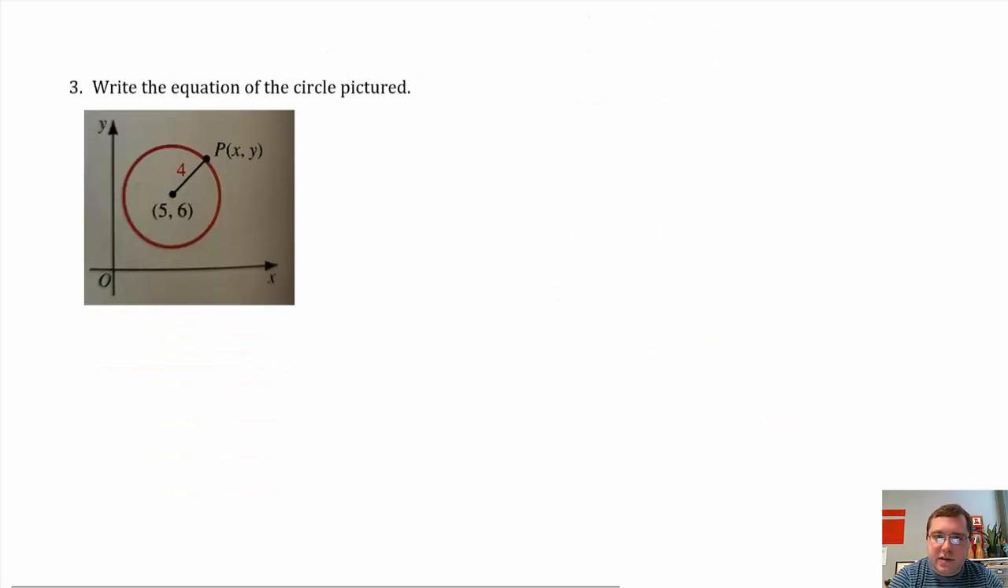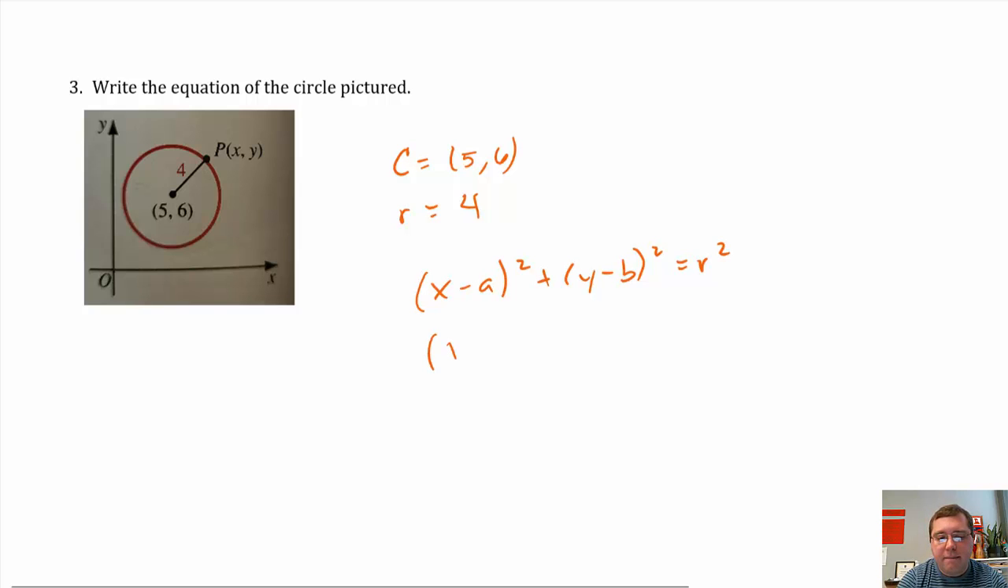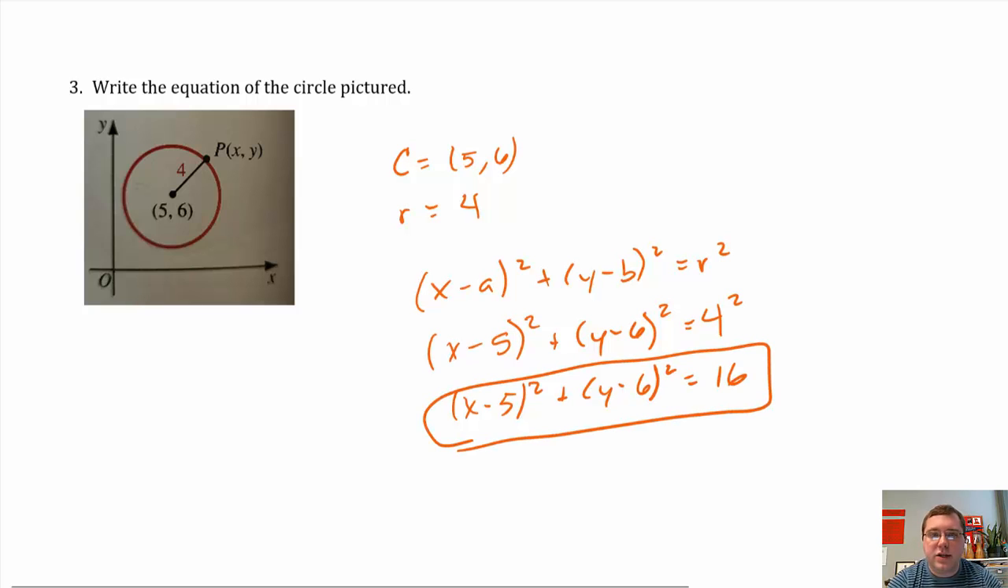So let's write the equation of this circle. We've got the center. The center is (5, 6), and the radius, r, is 4. So we remember that the formula is (x - a)^2 + (y - b)^2 = r^2. (x - 5)^2 + (y - 6)^2 = 4^2. And so we'll just leave our answer as (x - 5)^2 + (y - 6)^2 = 16. And that is the equation of the circle. Every point (x, y) that satisfies that equation is a point on the circle.